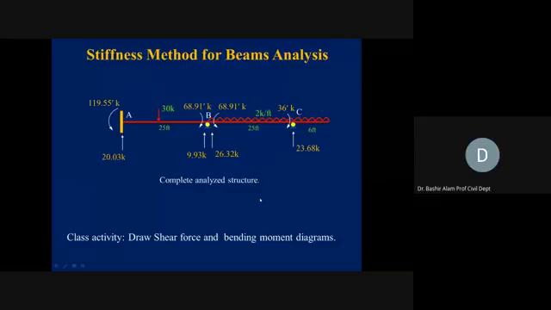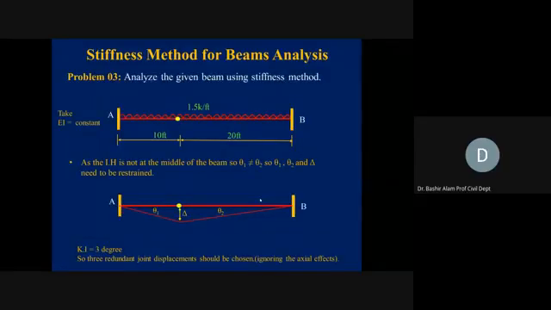Okay, with this we go to problem number 3. Problem number 3 is: analyze the given beam using the stiffness method. We are looking at supports A and B, but from support A, if you see in the middle, we see this yellow solid circle, which is a hinge, a construction hinge we got.